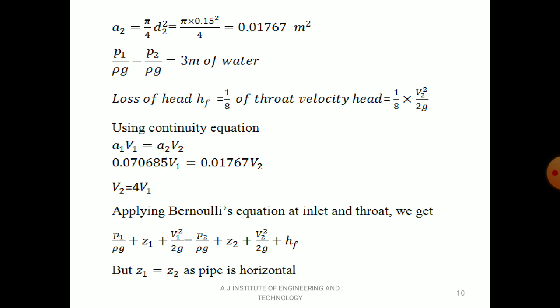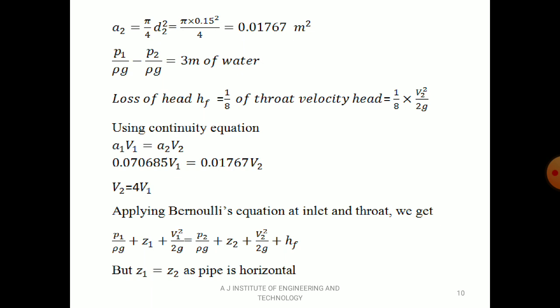The difference of pressure head is given in the problem: P1 divided by rho g minus P2 divided by rho g equal to 3 meter of water. Then the loss of head, that is due to friction, is given as 1/8 of the throat velocity head. We have to see this properly here. Sometimes they are going to give 1/8 of the pipe velocity head, then you have to take V1. For the pipe we are going to take the subscript 1, and for the throat we are going to take 2.